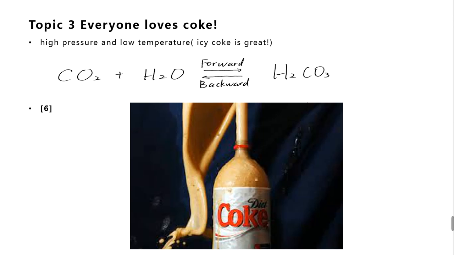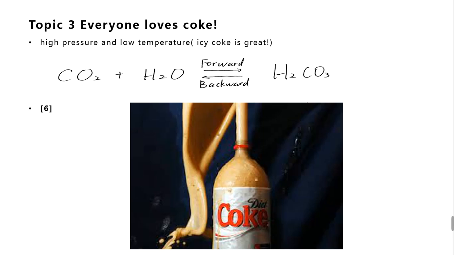The third topic I want to talk about is coke production. The major process of coke production is right here. It is a forward reaction, but carbon dioxide is difficult to dissolve into the water, so the manufacturers decrease the temperature of CO2 and increase the pressure of CO2 so that the forward reaction can happen normally.